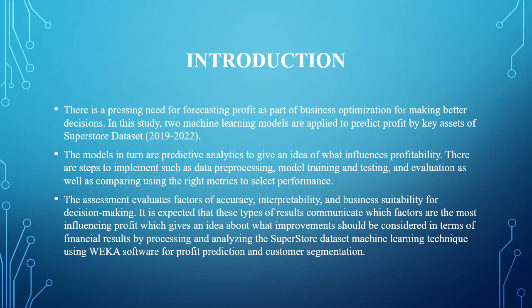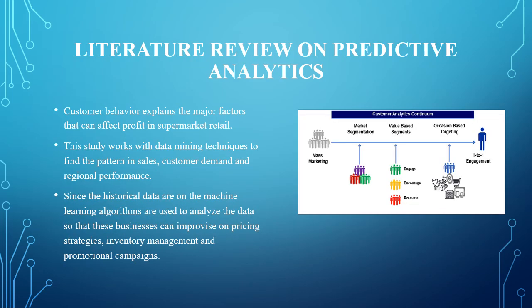It is expected that these types of results communicate which factors are the most influential on profit, which gives an idea about what improvements should be considered in terms of financial results. The Superstore dataset is processed and analyzed with machine learning techniques using Weka software for profit prediction and customer segmentation. And here is the literature review and predictive analysis.